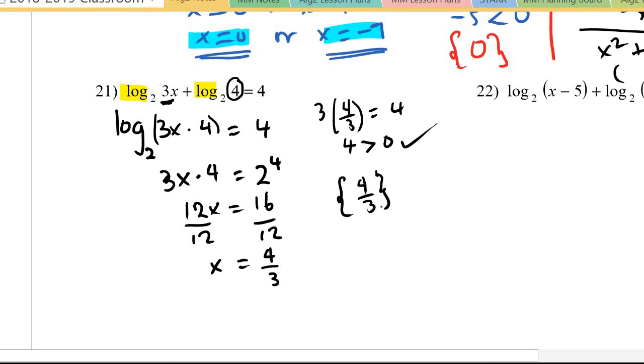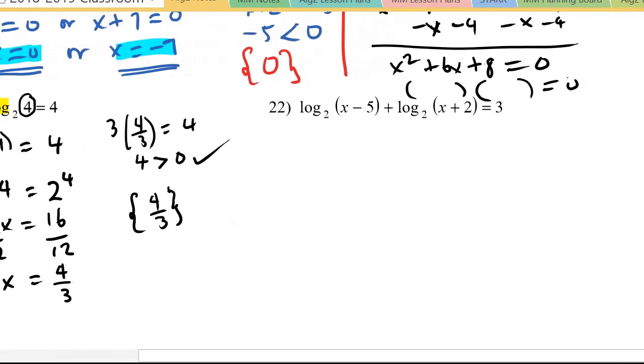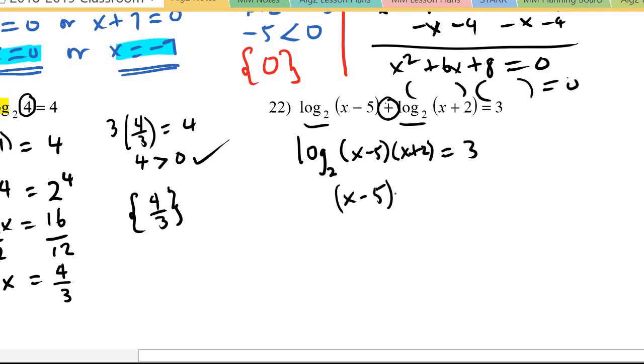All right? I'll get you started with number 22. I'll let you think about what you need to do after that, okay? There is a log, another log. There's a plus between them. We're going to multiply them and keep only 1 log. Like so, x minus 5 times x plus 2 equals 3. And now we can get rid of the log by doing exponential notation. So x minus 5 times x plus 2 equals 2 to the power of 3.